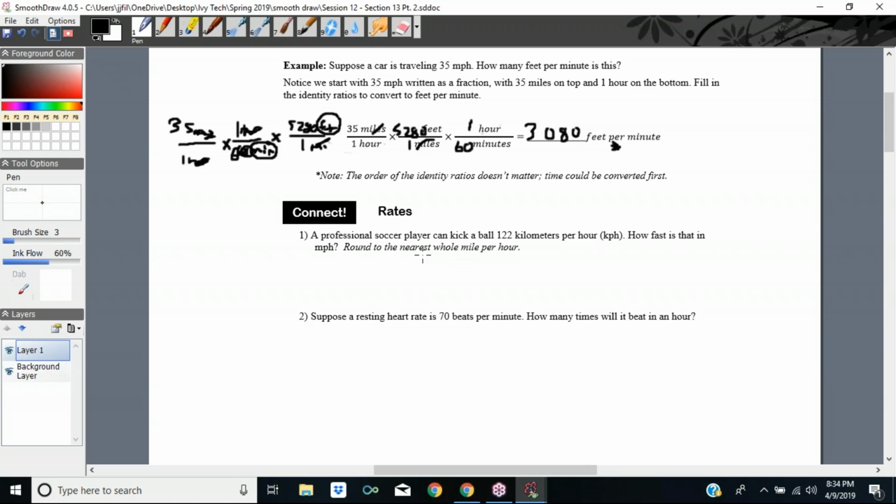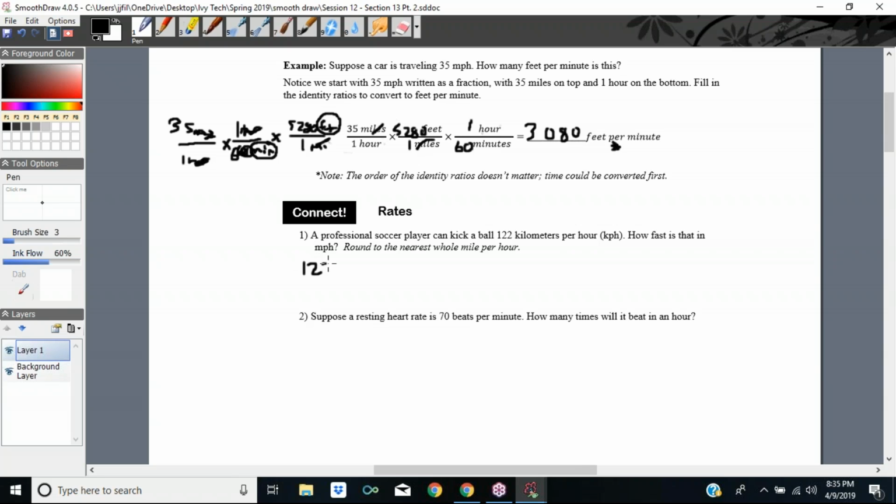All right, so let's finish this. Looks like we're going to finish section 13 up here with these last two examples. I'm going to do that with you, and then hopefully we have time to work in a group as we do section 14. A professional soccer player can kick a ball 122 kilometers per hour. How fast is that in miles per hour? Again, this is just a one-step conversion. We're changing kilometers into miles, right?